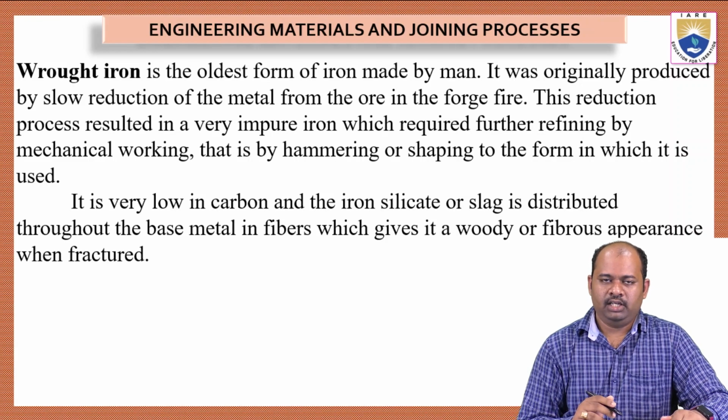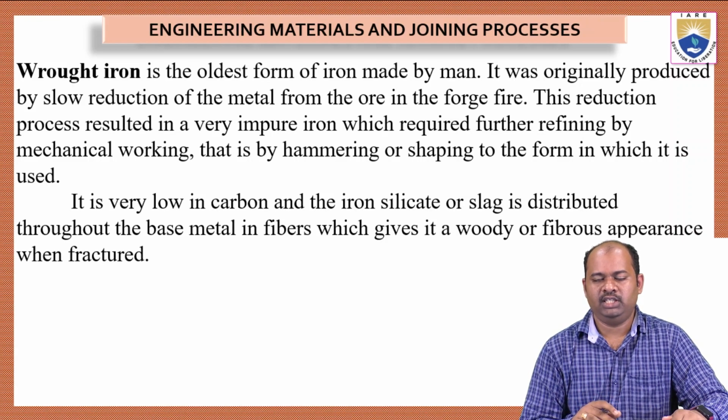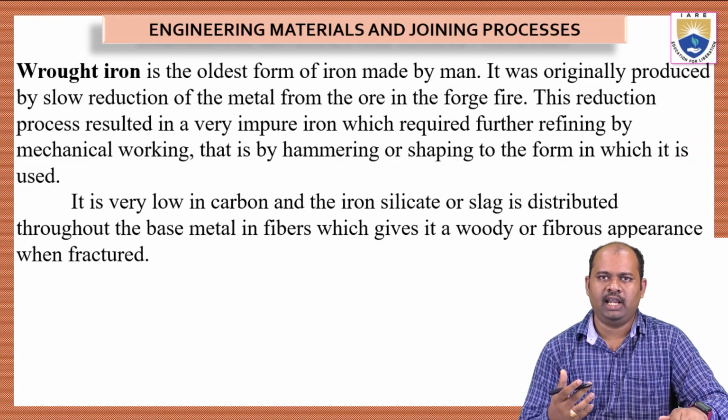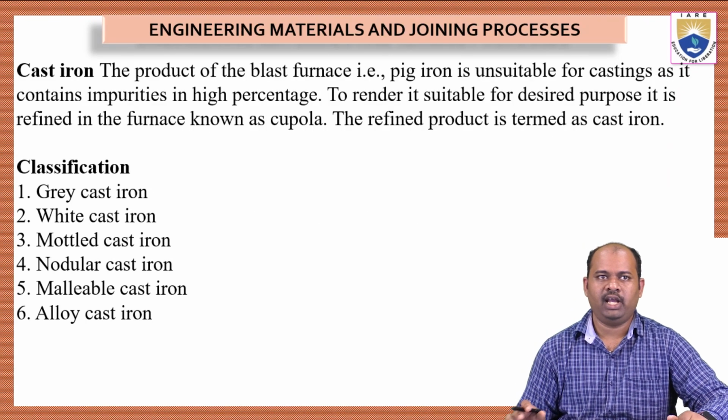So as we have said earlier, it contains a large amount of impurities. That is why when this metal tool is broken, we can see the inside structure is fibrous, because it contains a large amount of slag or iron silicate, etc. Okay, so this is all about wrought iron, and then we have cast iron.